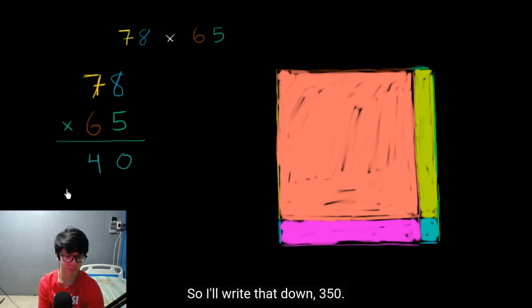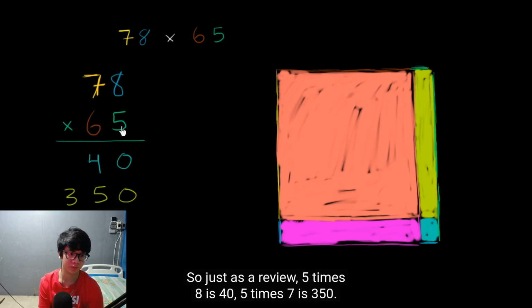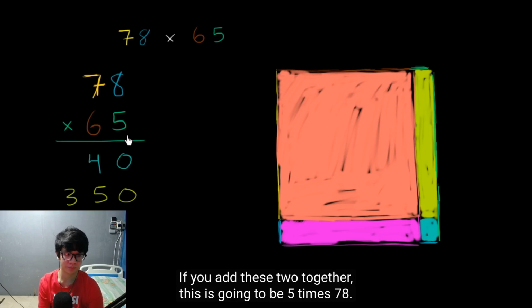So I'll write that down, 350. So just as a review, 5 times 8 is 40, 5 times 70 is 350. If you add these two together, this is going to be 5 times 78.